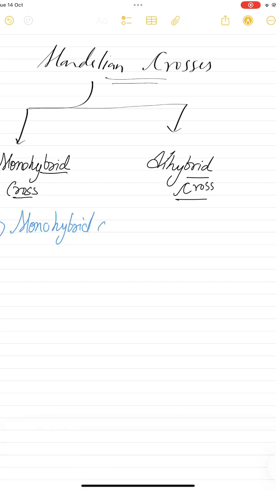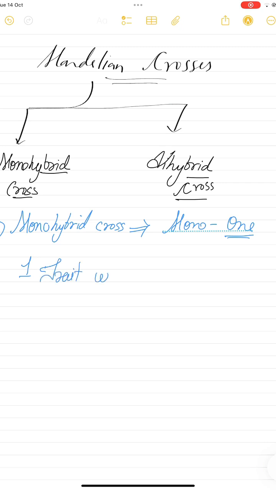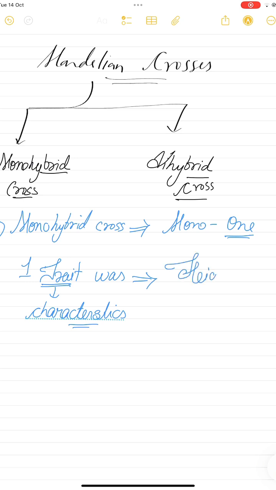What is monohybrid? Mono means one. That means only one trait was taken. Trait means characteristic. And here, what was the characteristic taken by Mendel? Can you tell me? Yes, that was the height of the pea plant, because that was the only thing available for him.